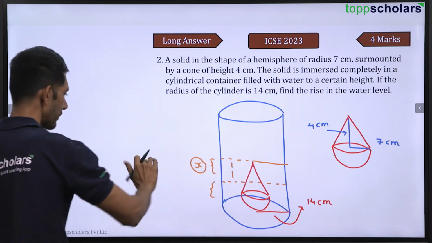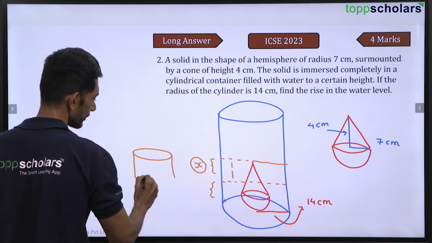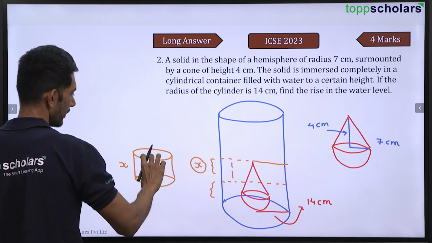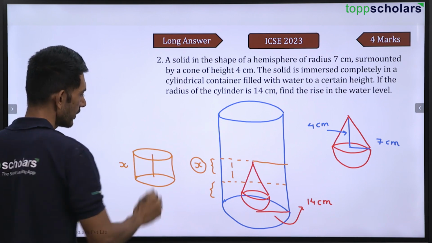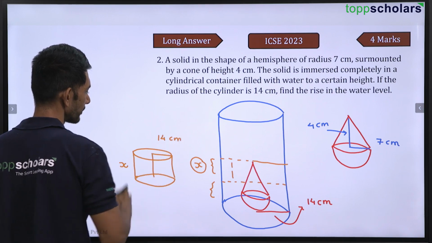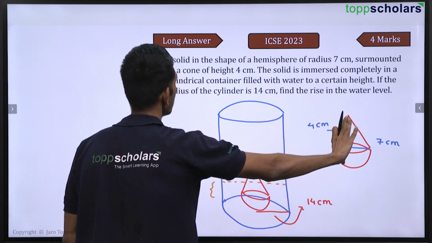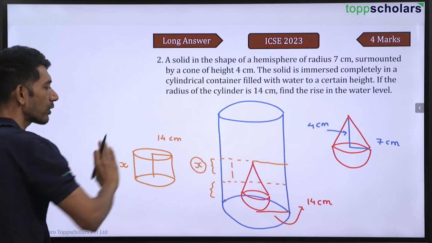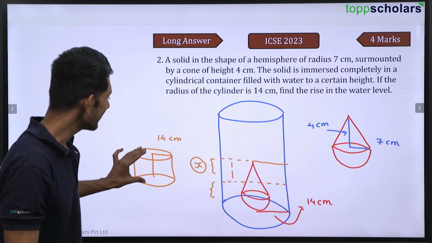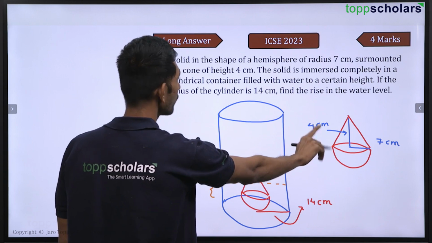So if I just remove this part, can I say there is a cylinder formed here? Where this part is x. Radius is already given, 14 centimeter. Correct? Now can I say the volume of this particular solid and the volume of the water raised will be equal. So you can see that this solid and the rise in the water level, both the volumes are going to be equal. So let's talk about the solid first.